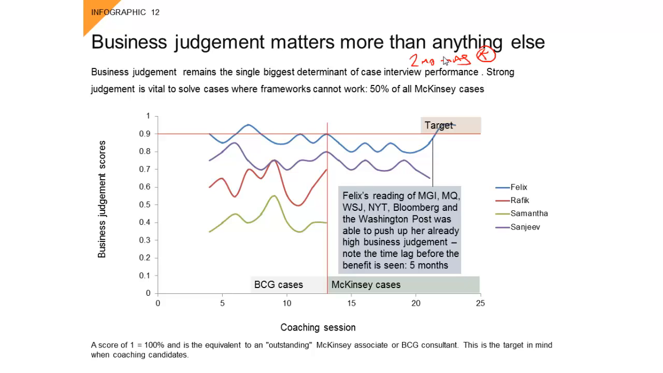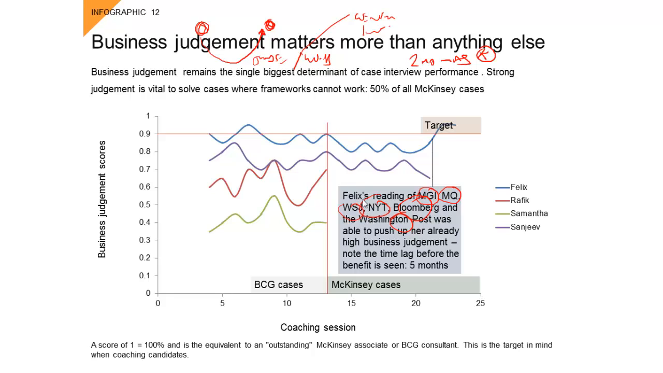And what that means is that when you get to a case and you have two facts that are unrelated, you can apply your best guess to figure out what's the link between them. And basically you're making a judgment call, or you're making a guess, and the best way to improve your guesses is to improve your general knowledge. Now, Felix, I gave a very strict regimen of reading: McKinsey Global Institute, McKinsey Quarterly, Wall Street Journal, New York Times, Bloomberg, and the Washington Post.